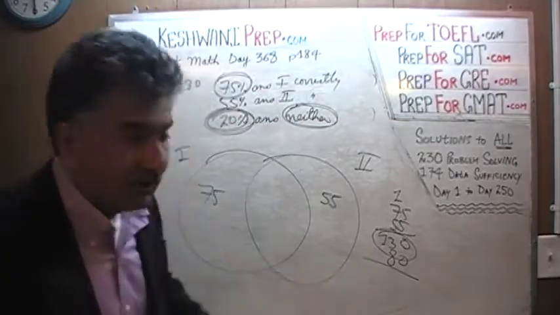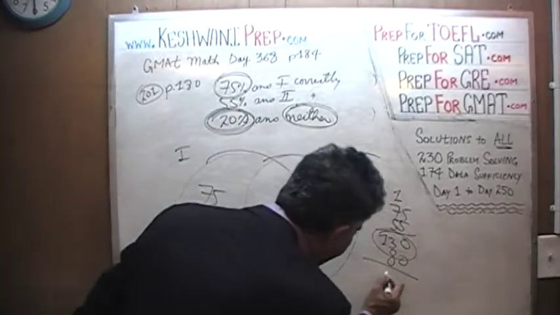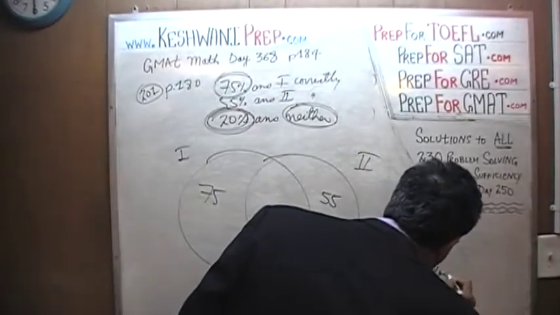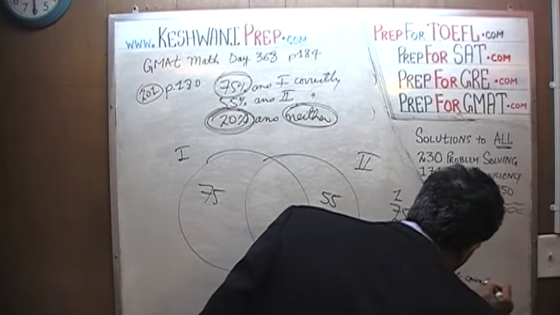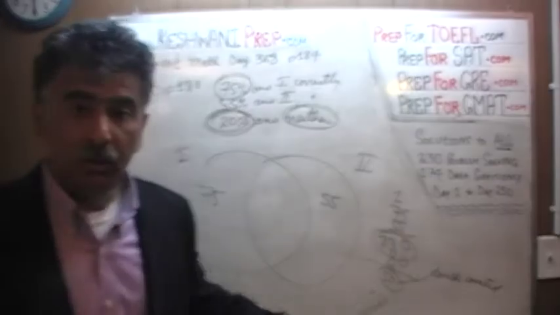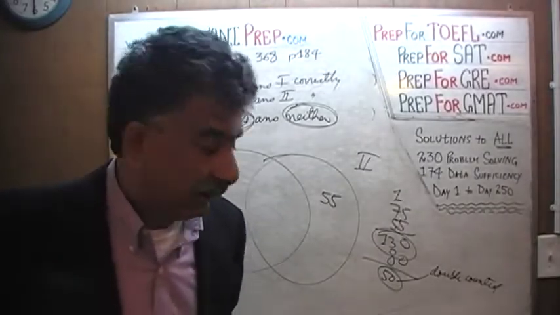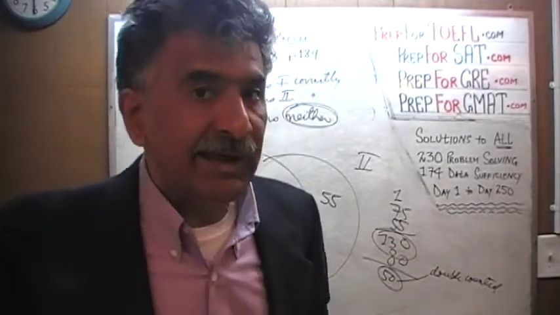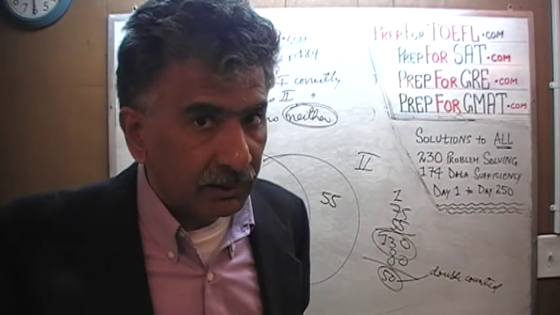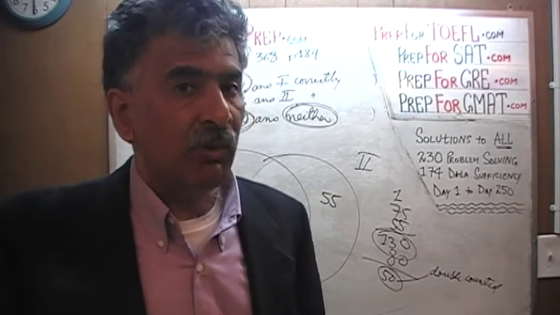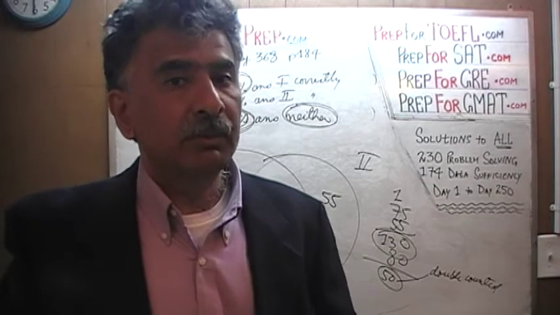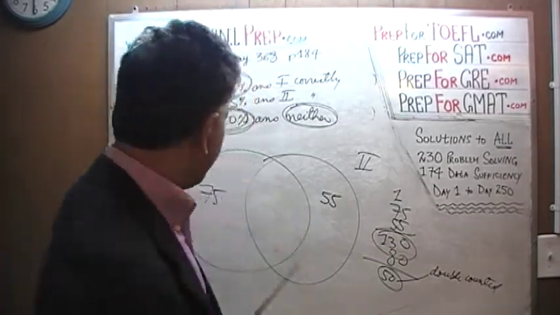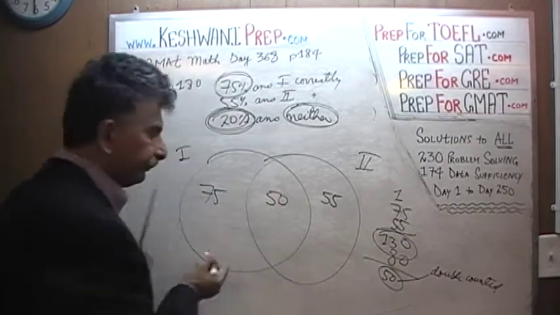This adds up to 130. That tells us that 50 of them are double counted. These are the people who answered both of the questions correctly. These 50 people are counted first as the 50 people who answered question number one correctly, and then the same 50 people are counted one more time when we begin to count the number of people who answered number two correctly. We're counting them twice. It appears in the middle area, in the common area.